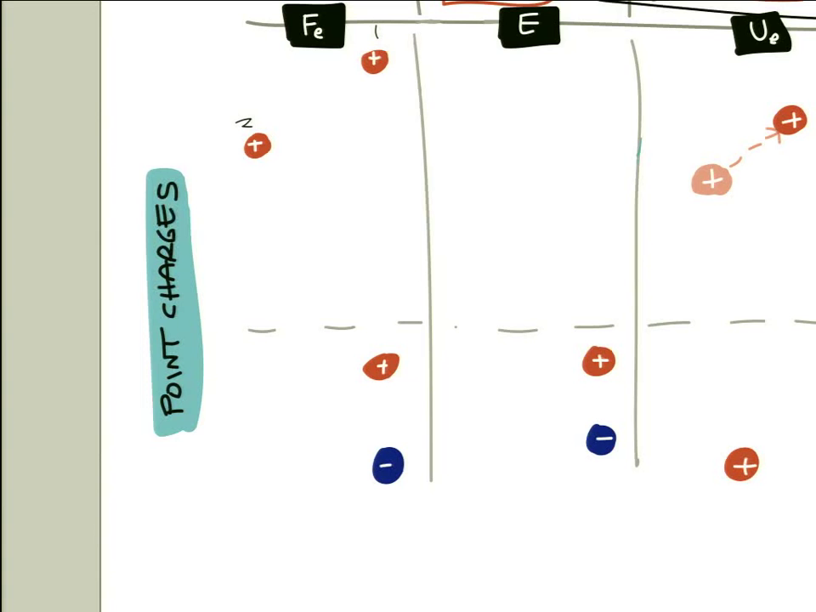Since these are like charges, we know that it will repel. The magnitude of this force we could label as the electrical force on 2 by 1. We know that the magnitude of this force is the same as the electrical force on 1 by 2, just because of Newton's third law. In other words, even if one of these charges was 10 times the charge of the other, the forces would be equal and opposite in direction.